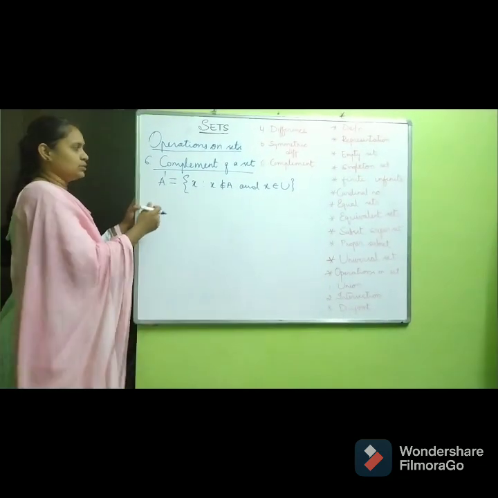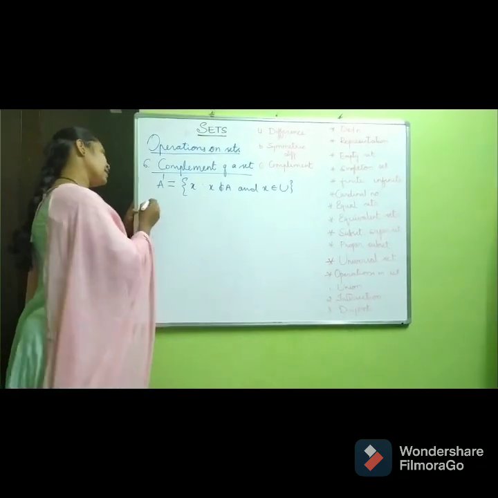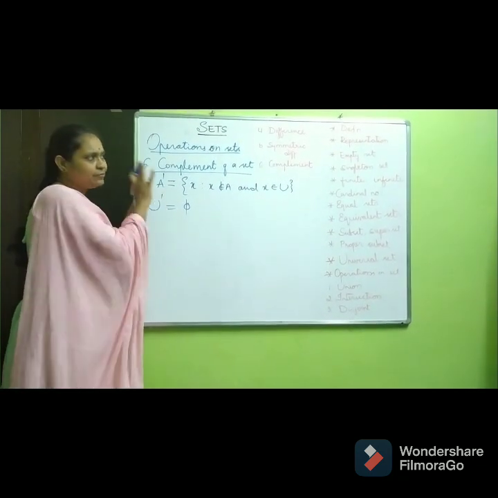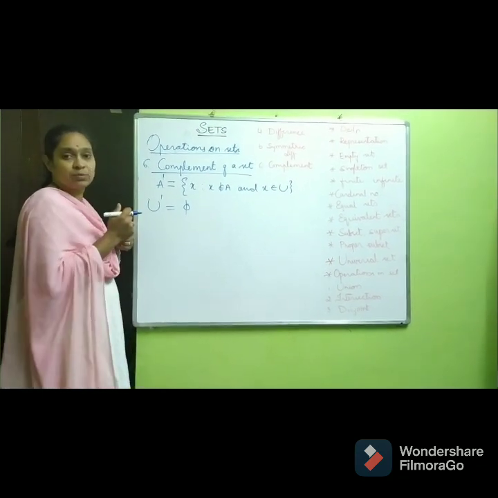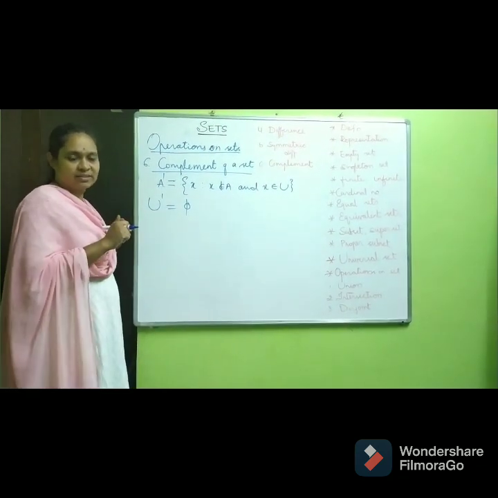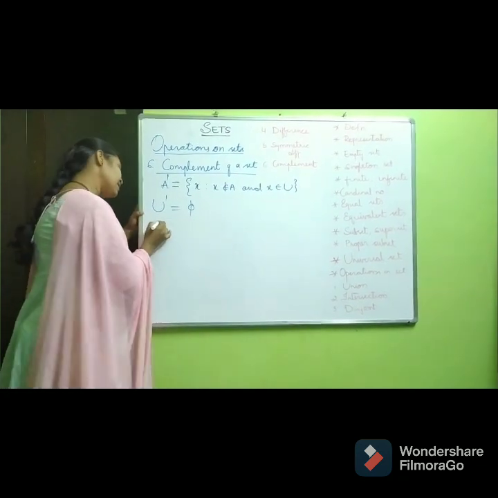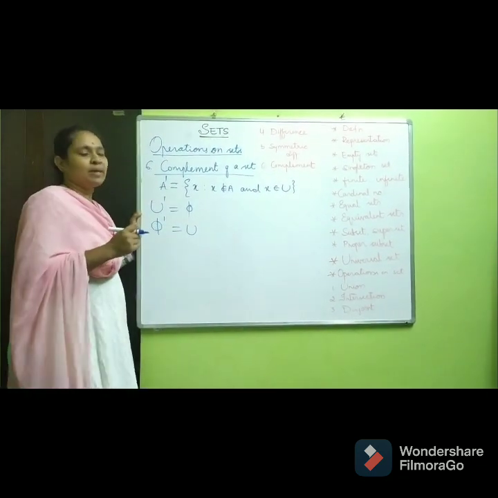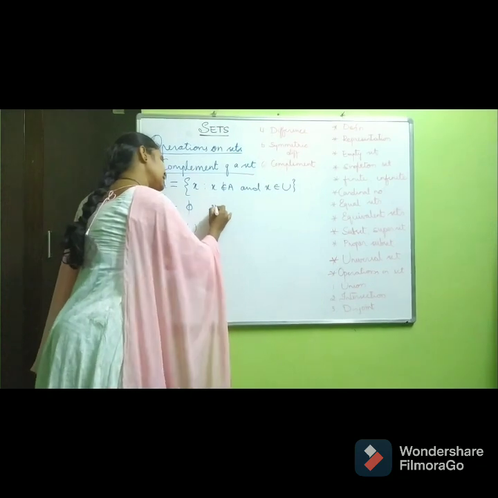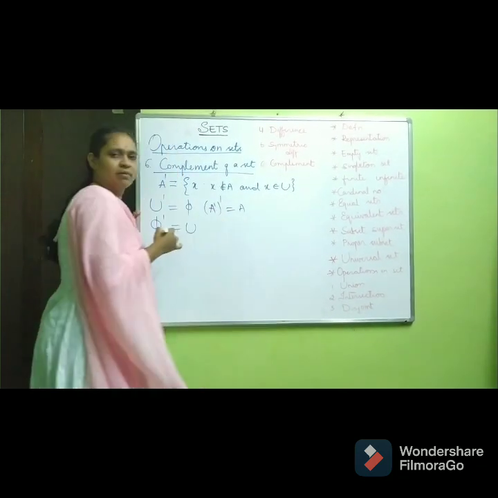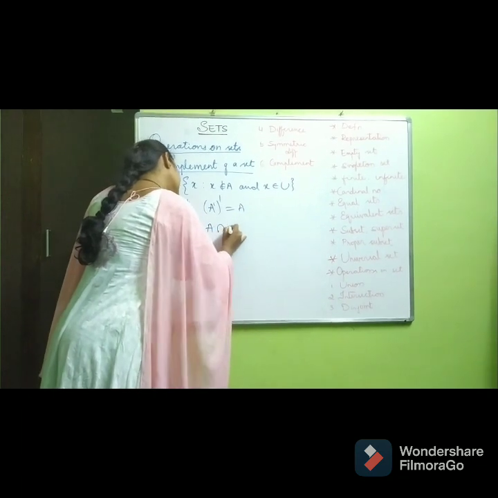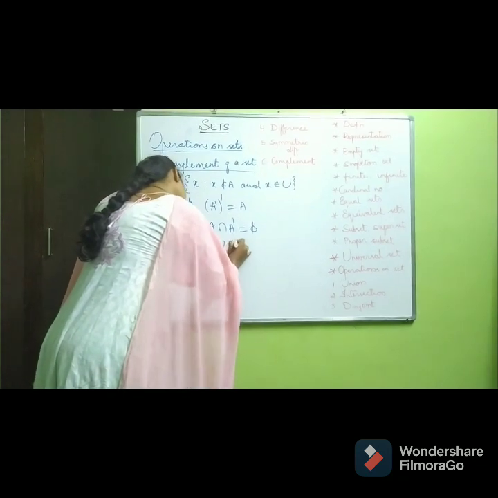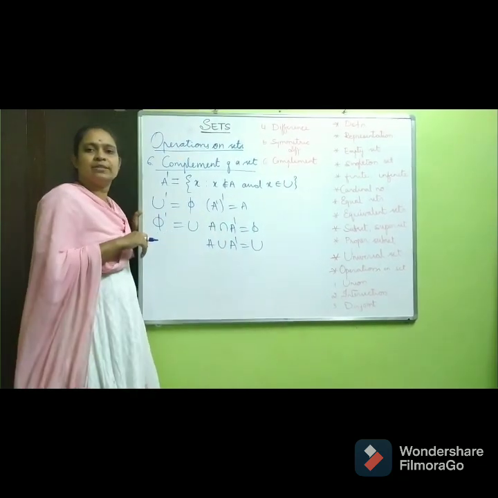Some rules or laws are there on complement of a set. They are always: U complement is the null set. U complement means every element is there in U, so the elements not in the universal set, that is nothing but the null set. And null set complement is nothing but U. If you apply the complement twice, A complement whole complement is equal to A. A intersection A complement is equal to the null set. And A union A complement is equal to the universal set.